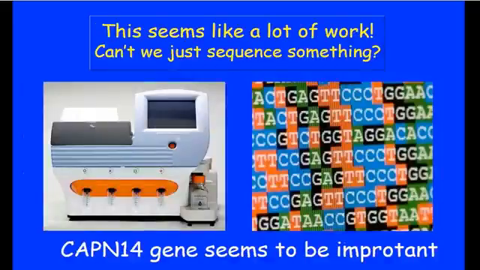This seems like a lot of work. Can't we just sequence something? People have been looking for biomarkers to differentiate these two, and this gene seems to be important, or important, typo there. So we may be having a genetic test or an immunostain that will help us differentiate it. But so far, all the things that have been talked about haven't really come to fruition in terms of a biomarker.